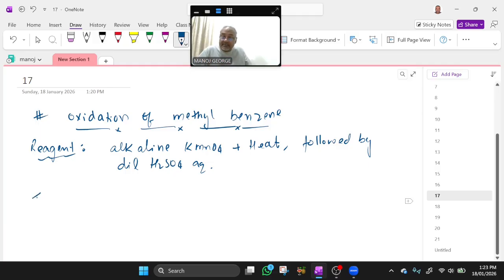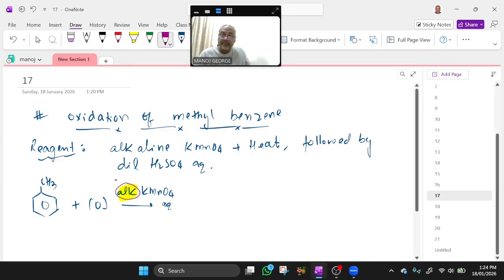So what happens is, this is your methyl benzene. It's a very simple reaction, and we are doing the oxidation reaction. I'm using alkaline KMnO4. Alkaline KMnO4 means I have KMnO4 with NaOH aqueous, usually NaOH aqueous, or it could be KOH aqueous. So alkaline KMnO4 usually means that we need a strong alkali. Anytime you see this, you can be very sure that most probably it has NaOH aqueous. And then I also need heat.